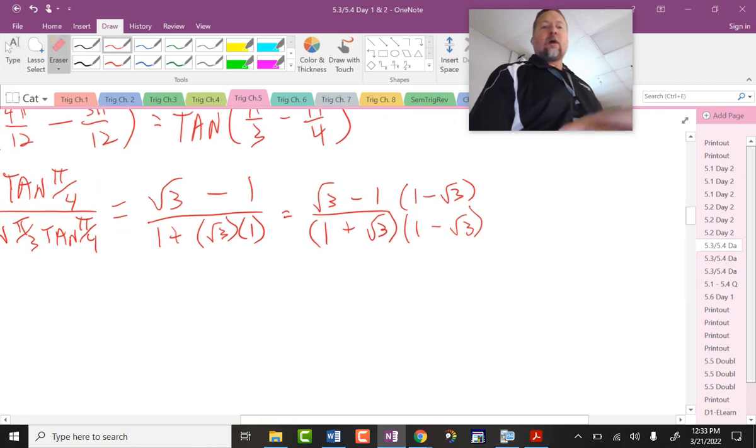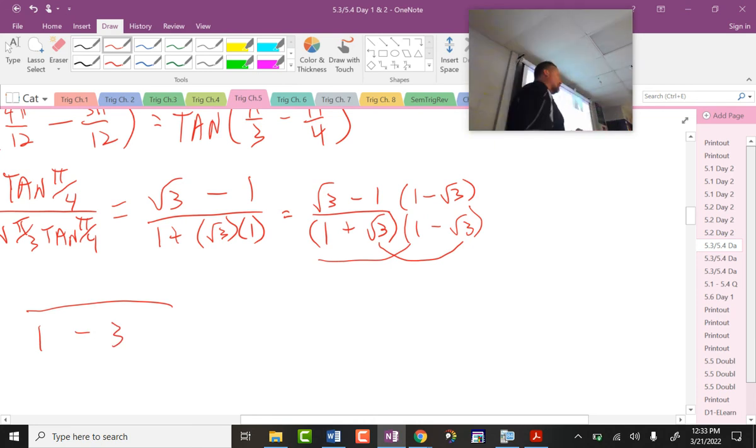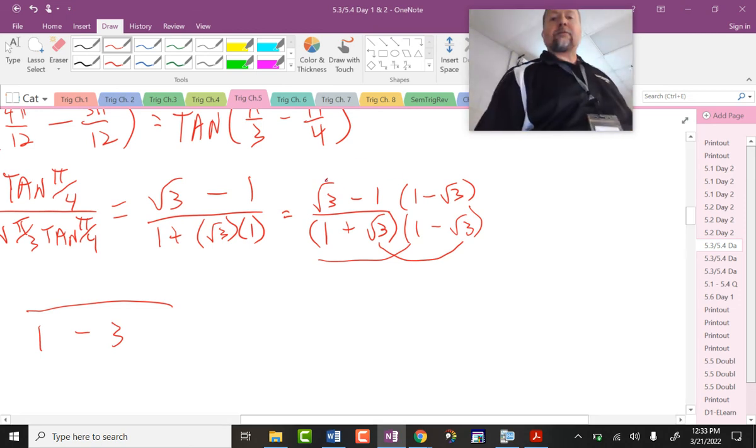Okay, so why the conjugate? Watch. 1 times 1 is 1. And then watch what I do here. Root 3 times negative root 3 is negative 3. Why did I not do the middle terms? What happens in the middle terms, everybody? Cancel. If you don't know that at this point, you still don't know how to FOIL. And there's nothing I can do about that at this point.